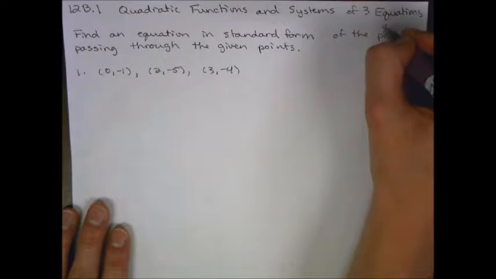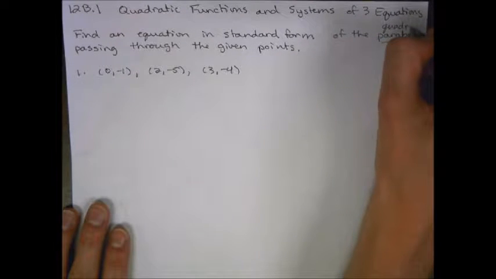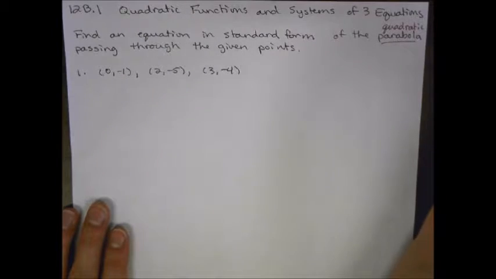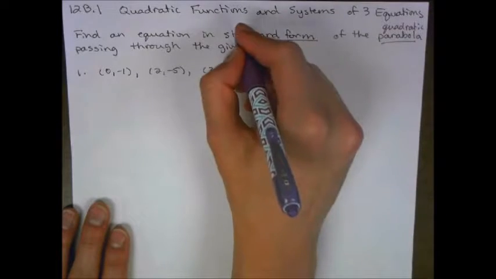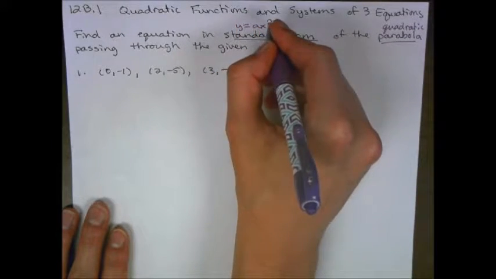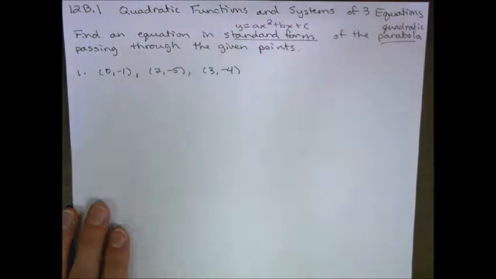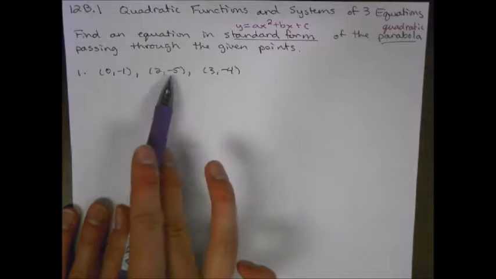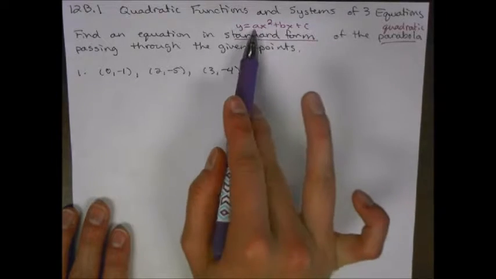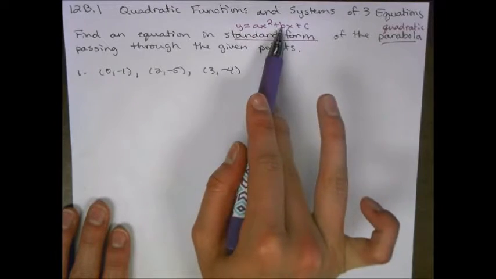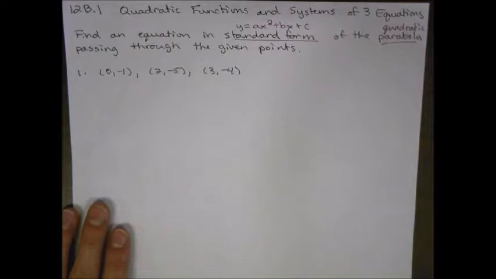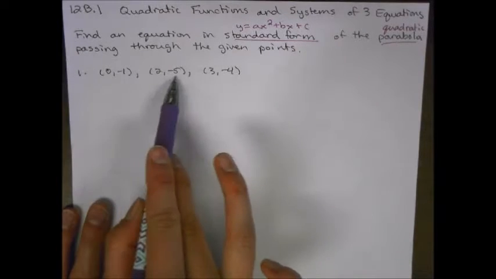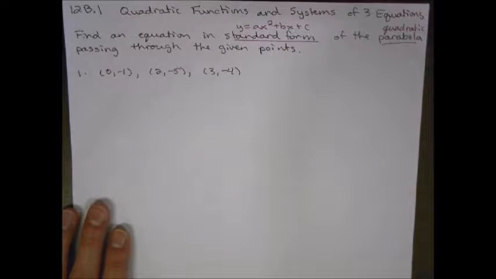The word parabola tells us it's going to be a quadratic. Standard form, that's our y equals ax squared plus bx plus c form. Notice we're given three xy pairs, and I have three unknowns, a, b, and c. So our goal is going to be to plug in our xy's and solve for a, b, and c, solving a system of equations.